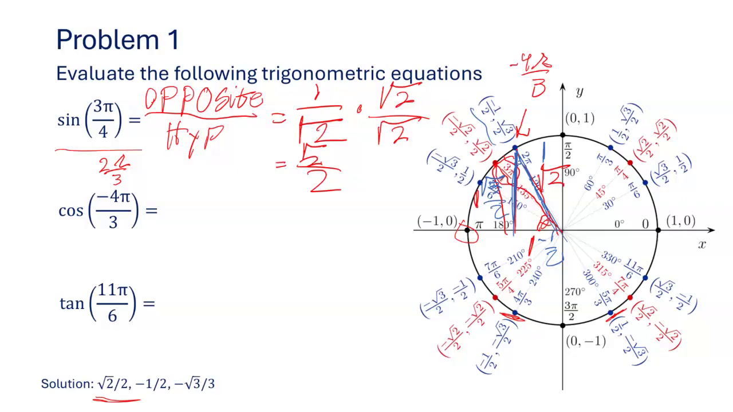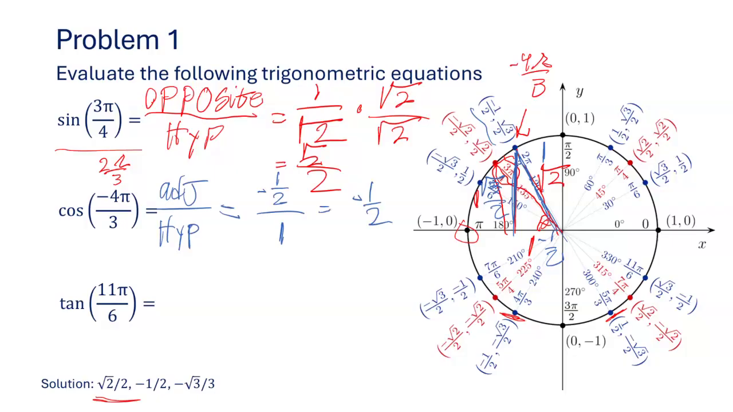For cosine we have adjacent over hypotenuse, such that if our theta is around the origin, that's going to give us a negative 1/2 over the hypotenuse of 1, which equals just negative 1/2. Any questions on that guy?